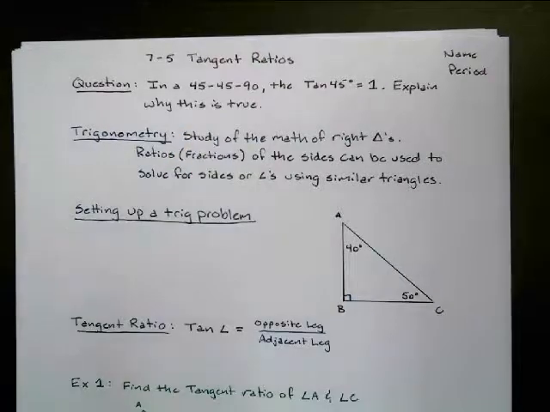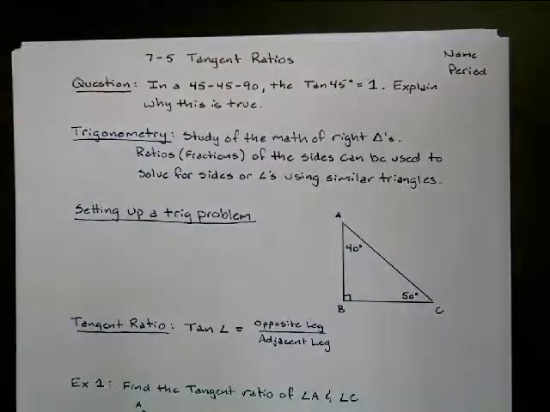Okay, so what we're in right now is a section called trigonometry. Trigonometry is, in math, the study of right triangles. Why are triangles so important? Because triangles pretty much can be found in every shape you can think of, even in circles. So triangles are super important.